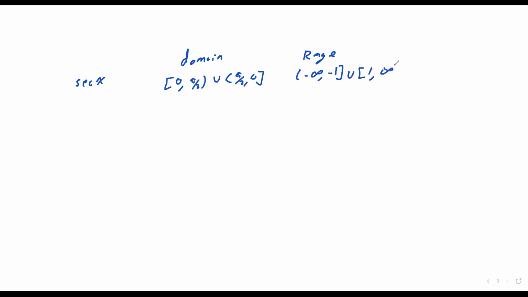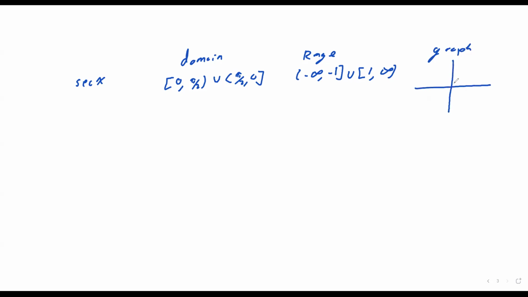Your secant of x. And let's talk about the domain or the restriction that we'll have. It'll go from 0 to pi halves, union pi halves to pi. And then the range will go from negative infinity to negative 1, union 1 to infinity. And then the graph, to give you an idea of why we do this.